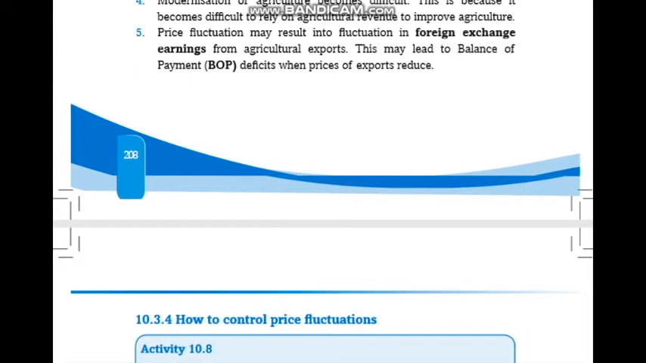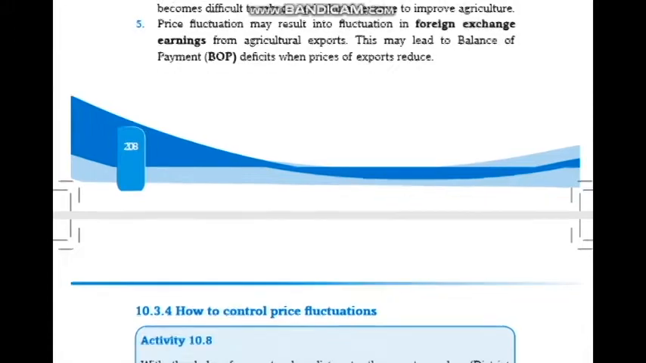Number 5, price fluctuation may result into fluctuation in the foreign exchange earnings from agricultural exports. This may lead to balance of payment (BOP) deficit when prices of export reduce.